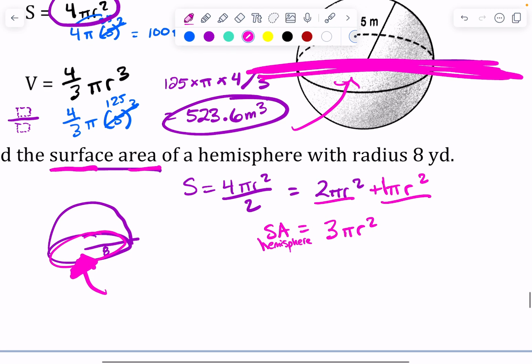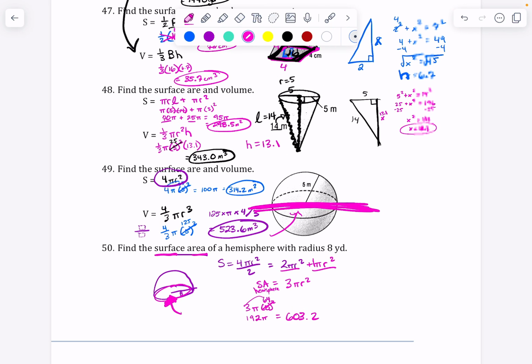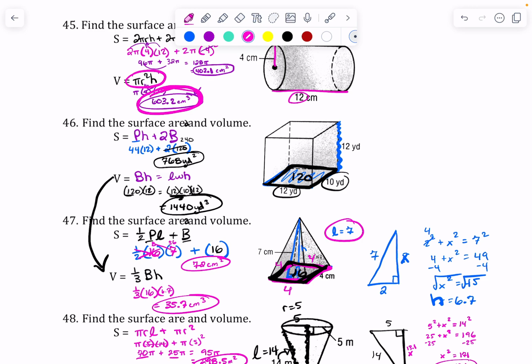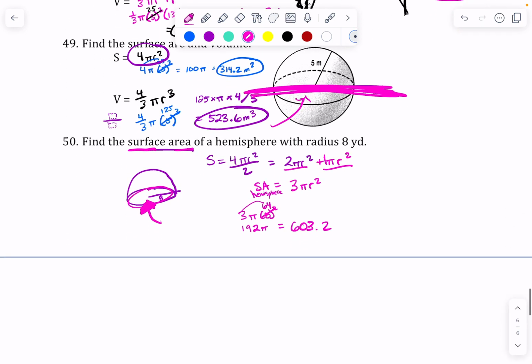So that's all we have to do. We just plug in our 8 for our radius, and 8 squared is 64, and 3 times 64 is 192, I believe. I'm going to check that: 64 times 3 is 192, and I'm going to take that times pi, and I get 603.2. I think that was an answer up here, maybe. Yeah, 603.2. Yards, and that is surface area, so yards squared.